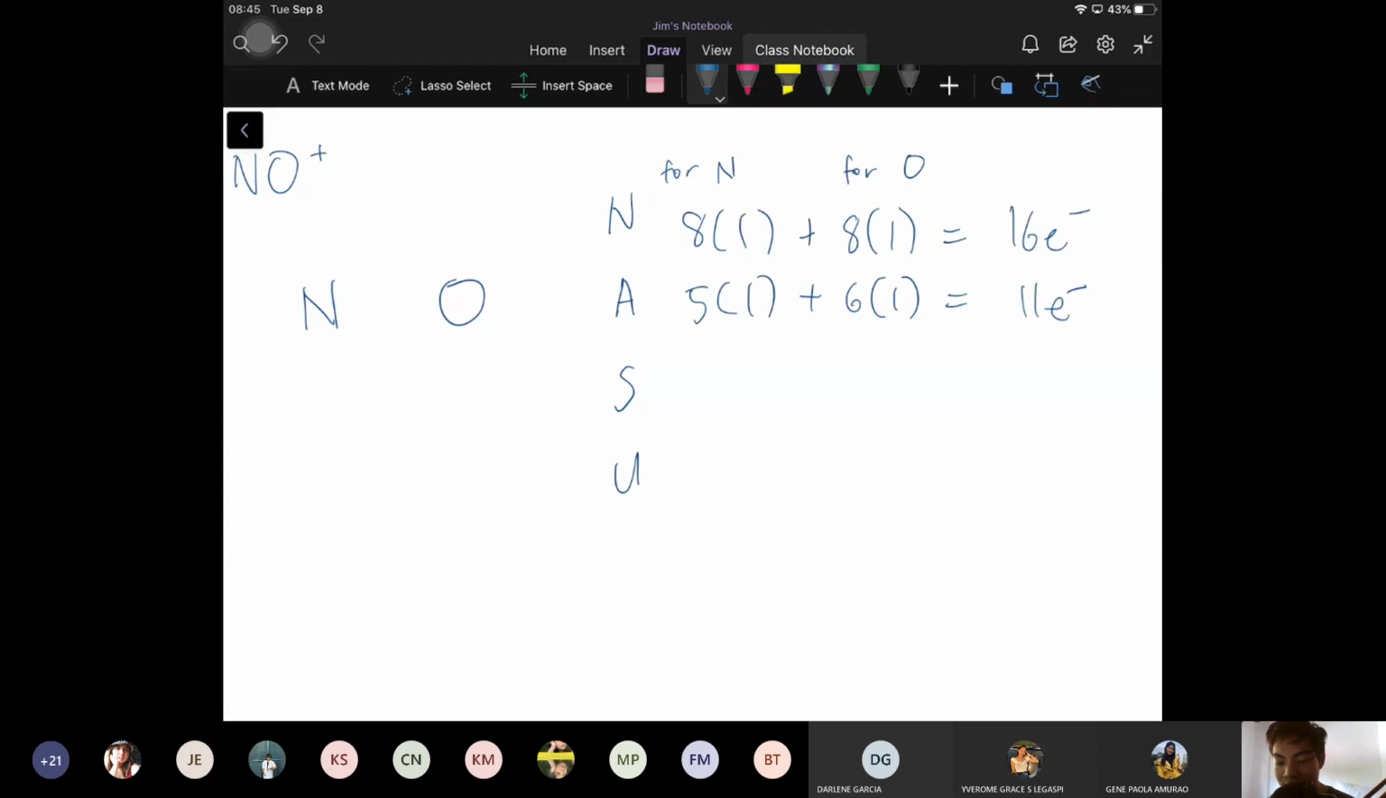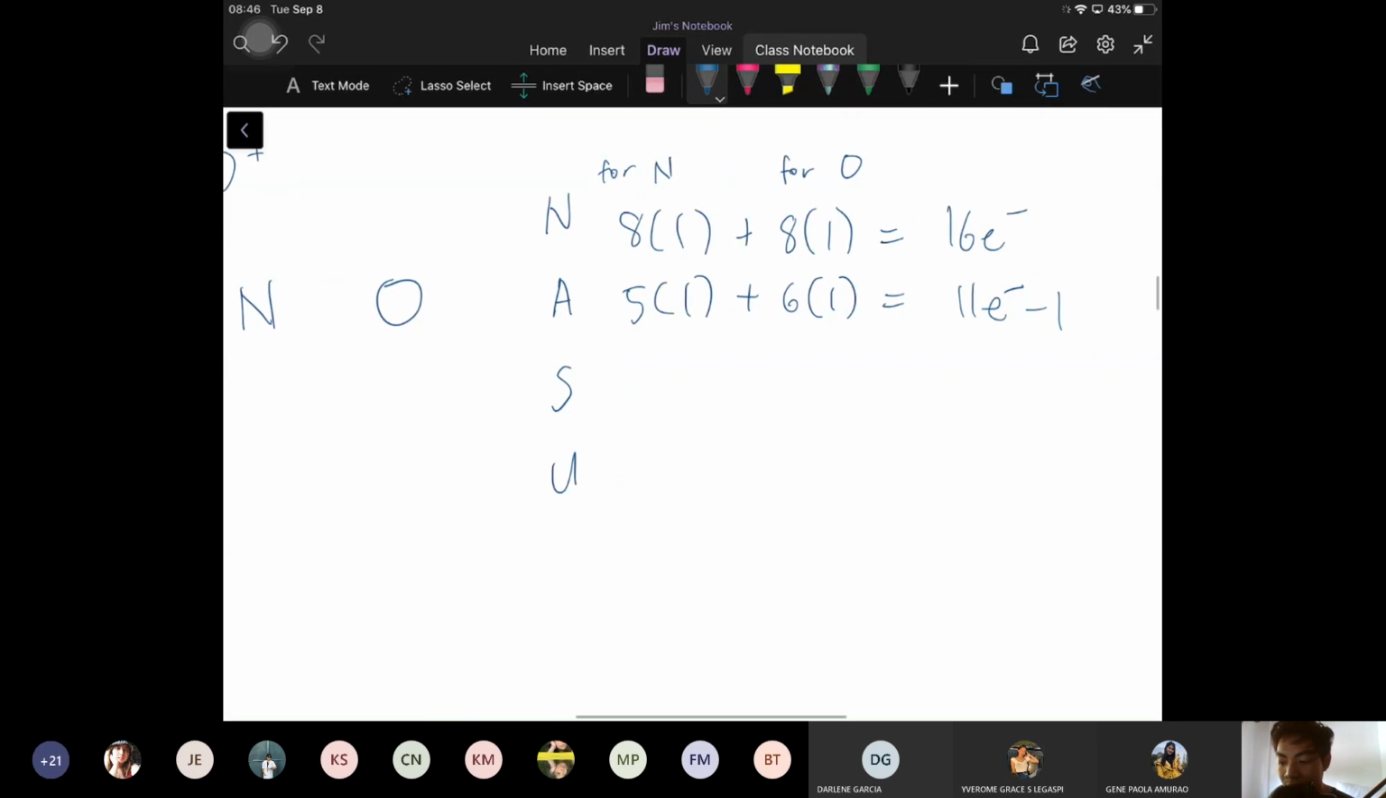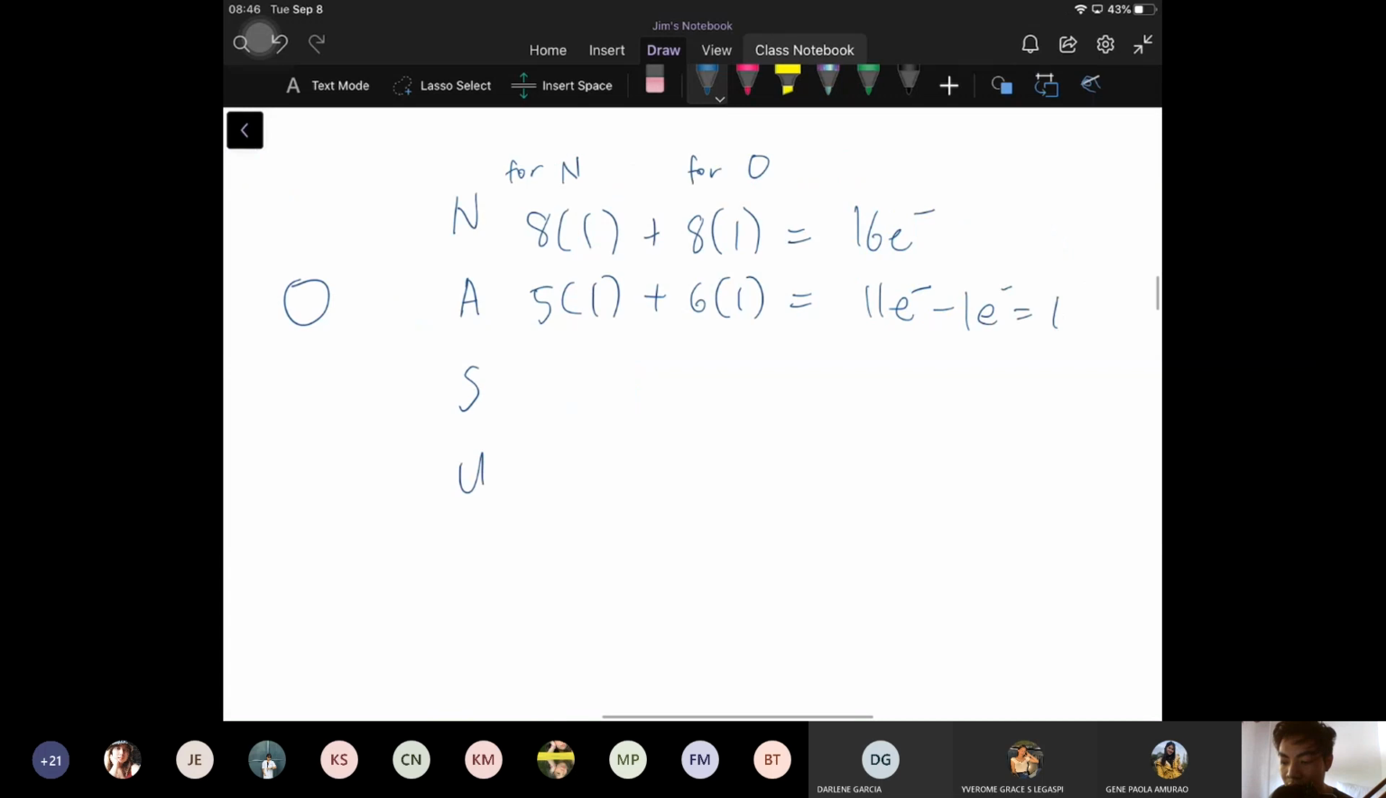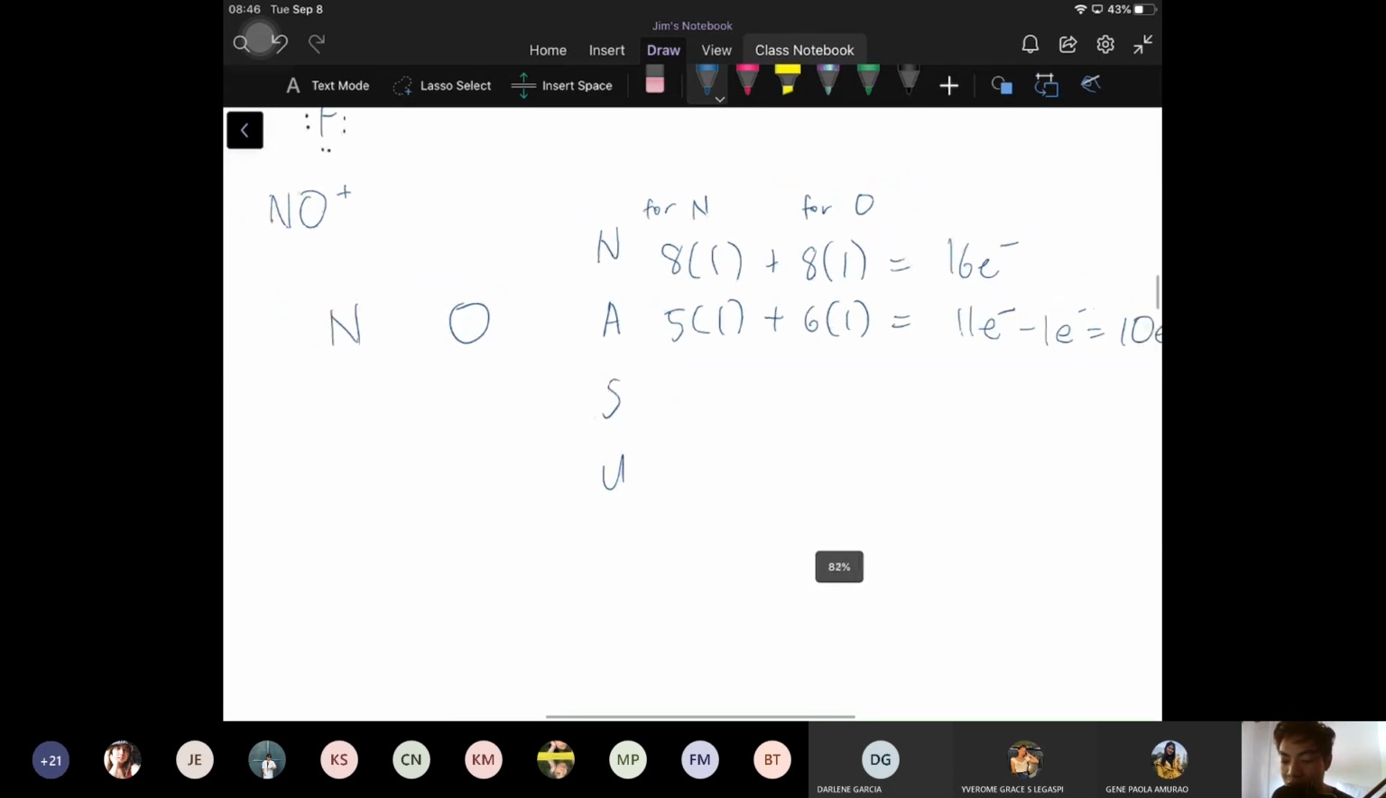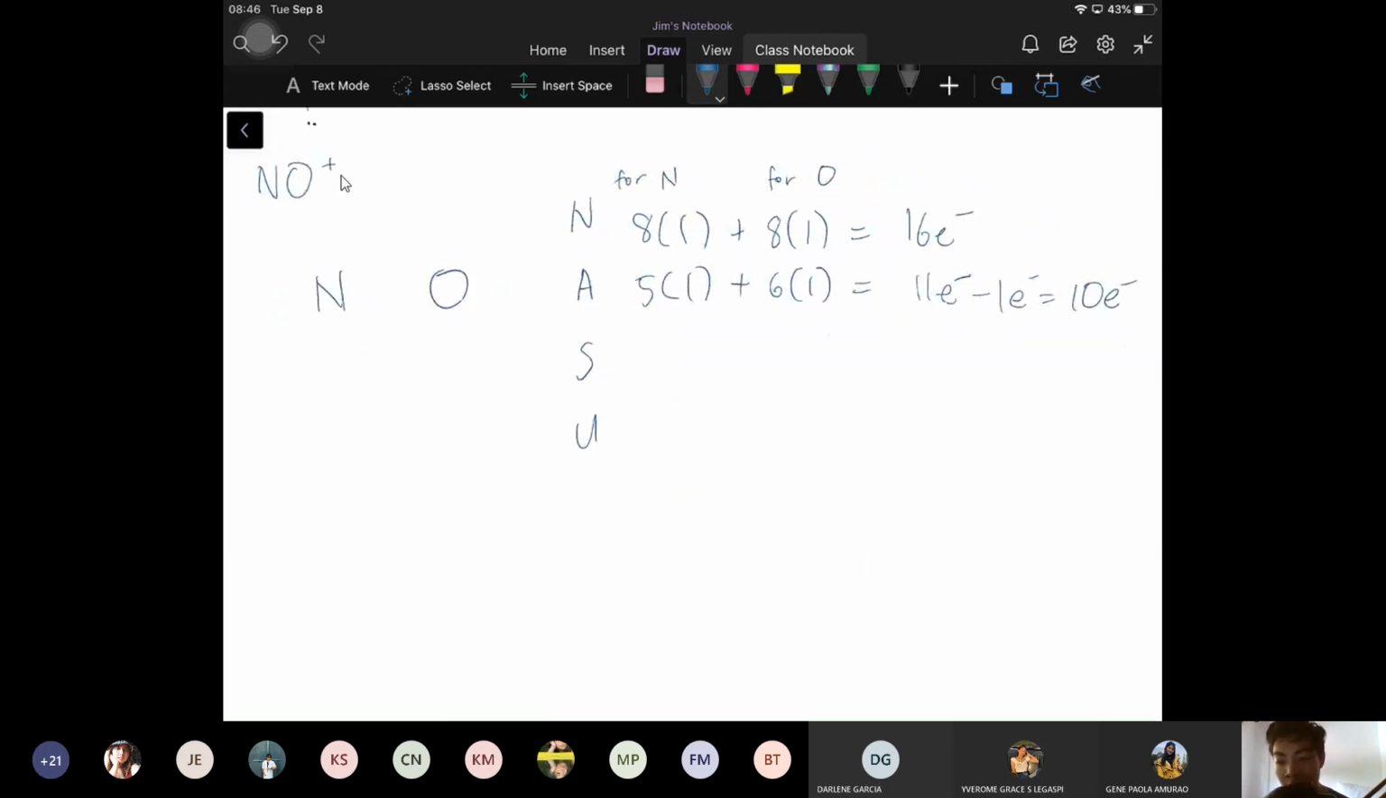O paano natin i-adjust yan? Since the idea is that it is positive charge, positive in charge because it lost electron, that means we will deduct the electron lost sa available. Babawasan natin yung available ng ilan? Ng isa. Bakit isa, sir? Kasi the charge of our molecule is positive 1 na. So, basta positive 1 yan, magma-minus 1 ka sa available. Sir, paano kapag positive 2 yan? Magma-minus 2 ka sa available.